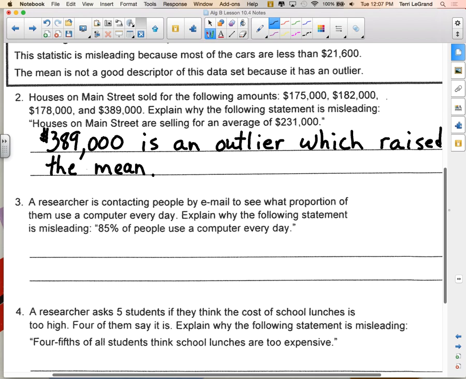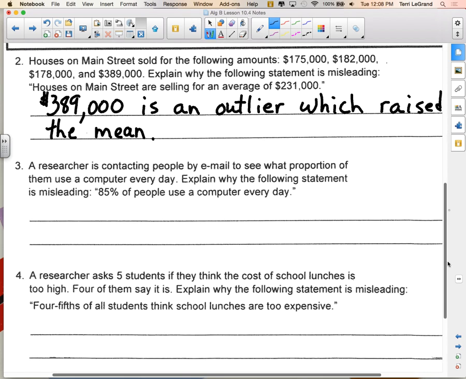In fact, if the mean, they say, is $231,000, how many houses even sold for that much or more? Just the outlier, right? All the other 3 sold for less than $231,000. The majority of them sold for less than that, so that $389,000. But you know what? If somebody wants to convince you that you should sell your house, they might use this misleading information to convince you to do it.